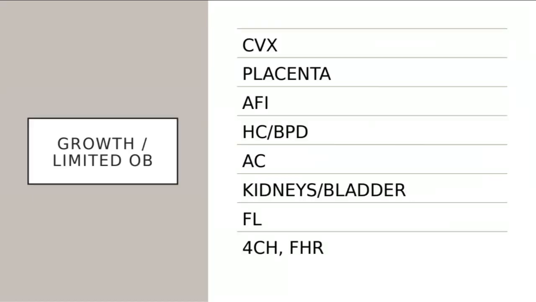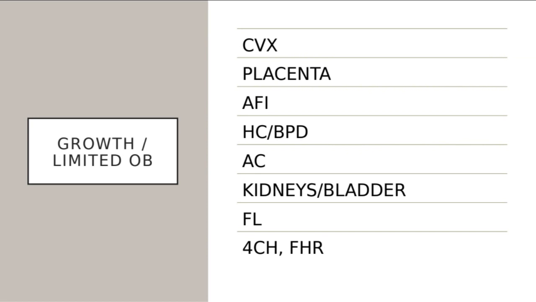Okay, so we oftentimes do growth scans or limited OB scans to make sure that the development of that baby is happening beyond that anatomy scan. So for whatever reason, if that baby has been measuring too small, or measuring too big, or we're worried about that baby, we can do a checkup. Typically these are patients who have already had their anatomy scans done, and now we just need to make sure that the major things are looking okay and that the measurements are lining up with how far along that baby should be.